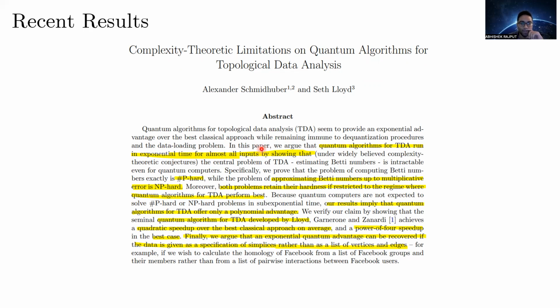And they basically show that the quantum algorithms for TDA run in exponential time for almost all inputs. More specifically, they showed that computing Betti numbers is #P-hard, while the problem of approximating the Betti numbers is actually NP-hard generically. And they also showed that both problems retain their hardness even if we're restricted to the regime where quantum algorithms are thought to perform TDA best, namely these QuIC dense regimes.